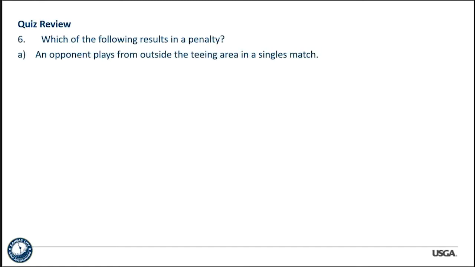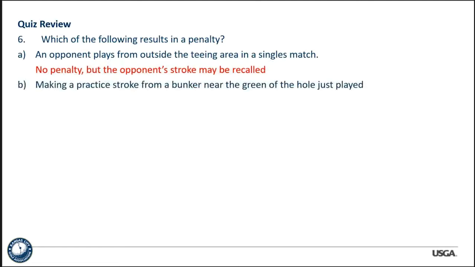All right, which of the following results in a penalty? An opponent plays from outside the teeing area in a singles match. No penalty, but the opponent's stroke may be recalled. Making a practice stroke from a bunker near the green of the hole just played. That's a penalty. Rule 5.5b allows practice between holes, but not from a bunker.